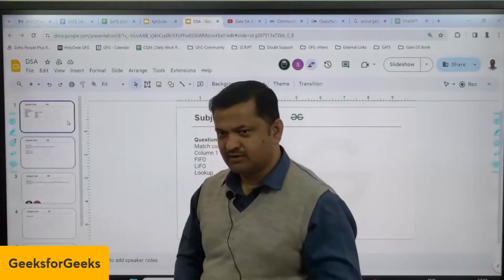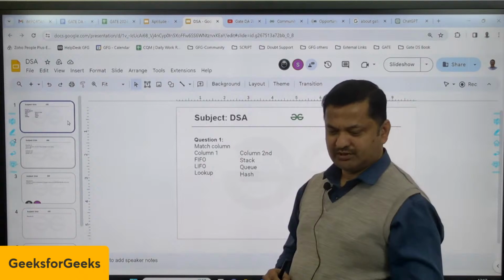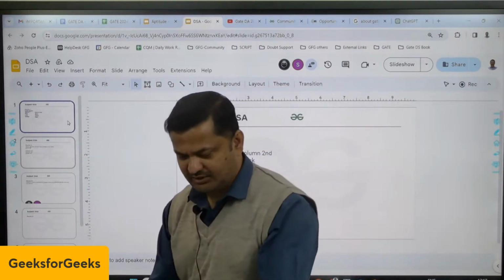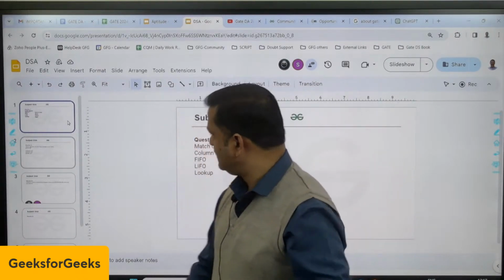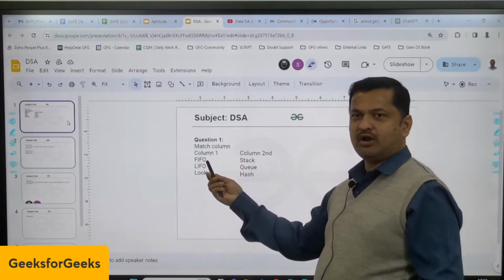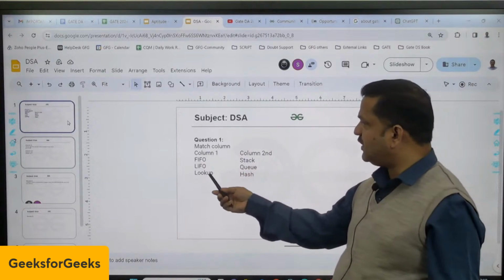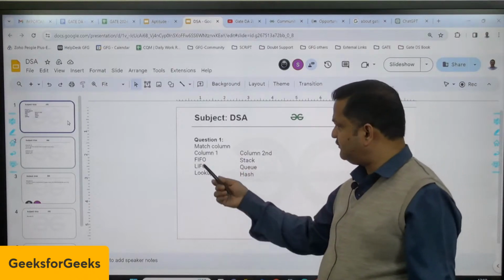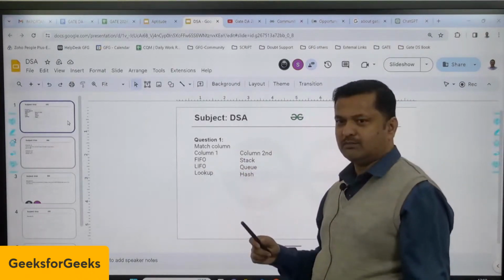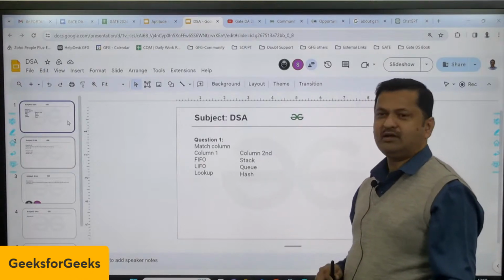Now we have DSA questions, and we got a few questions from the students who have appeared in the GATE Data Science exam. And the first question is, here you can see, match the column. Column 1 has the values FIFO, LIFO and lookup, and column 2 indicates stack, queue and hash.